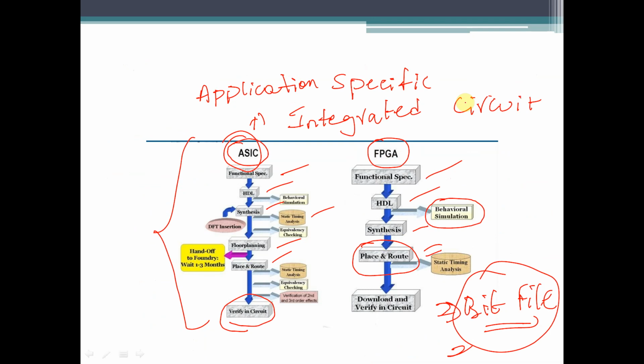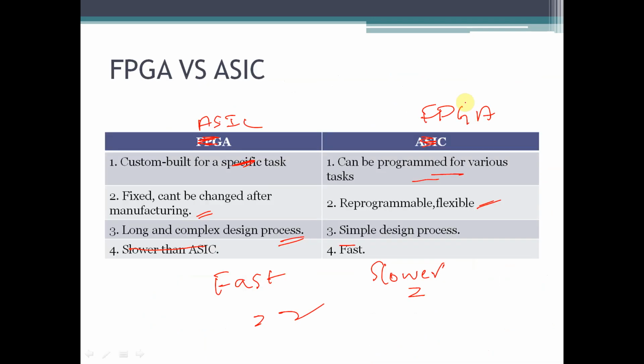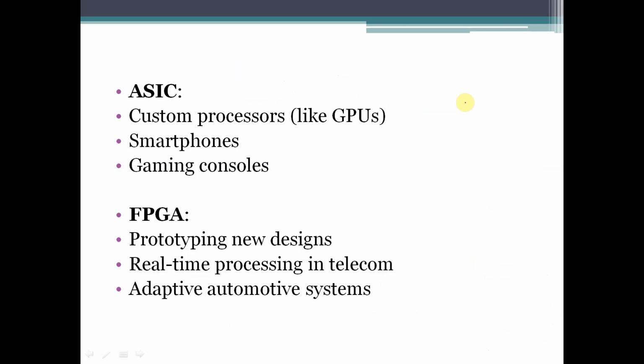The difference between ASIC and FPGA we have also discussed. This is a simple basic difference between the FPGA and ASIC. Examples of ASICs are custom processors like GPUs, smartphones, and gaming consoles. Coming to the FPGA, if we want to prototype any new design, we are going to use the FPGA. All this we discussed in our previous session.